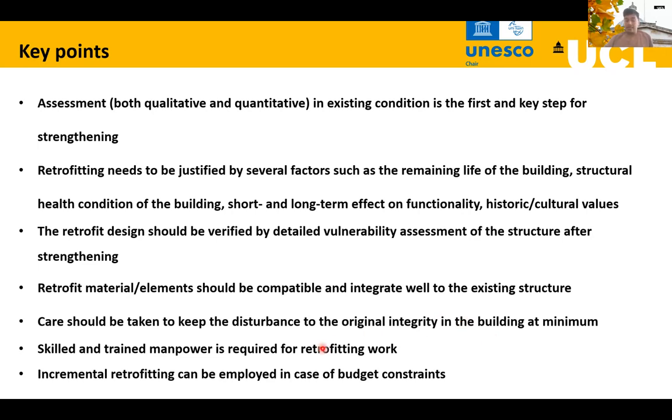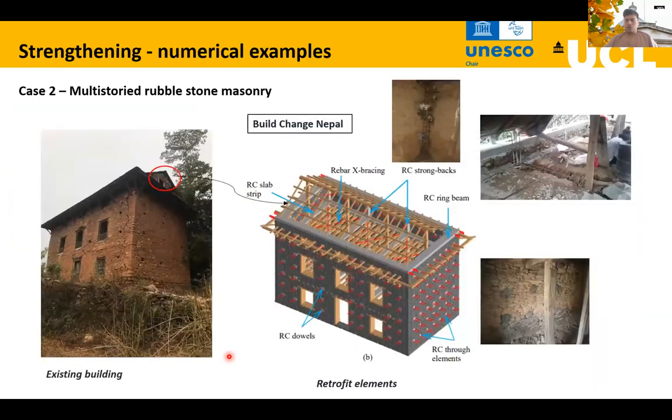Skilled and trained manpower is necessary for retrofitting work, because this is not new construction, but needs more careful attention while working, not to be too invasive to the existing structure. And if there are budget constraints, then we can also implement incremental retrofitting, where we install the retrofit elements in stages. For example, here you can install the 3 elements in one phase, and in the next year or 6 months you can then install one by one. But it also depends on other priorities.